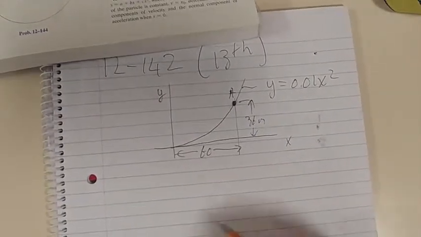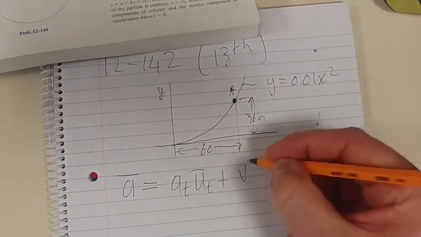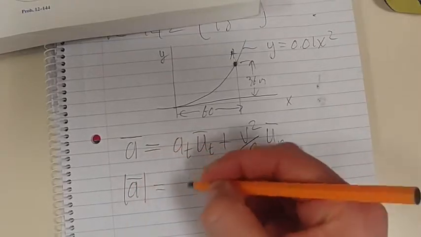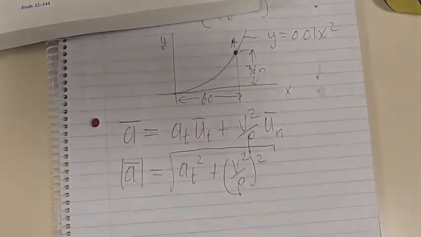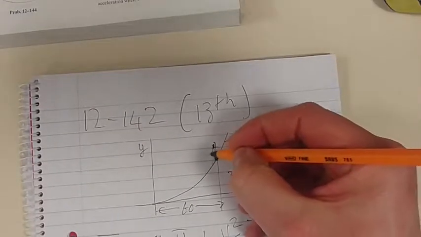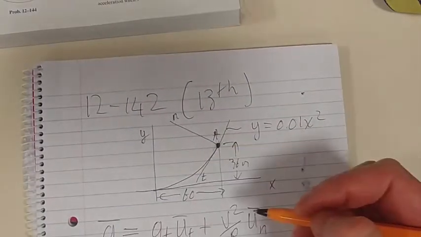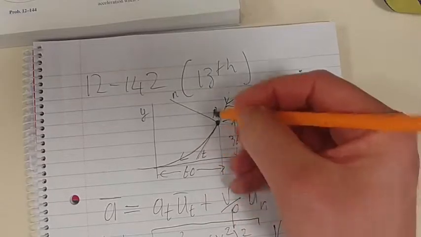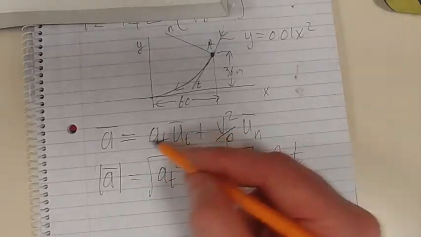Where are we going? Acceleration is AT UT plus V squared over rho UN. We want this so that we can calculate the magnitude, which is the square root of AT squared plus V squared over rho, all squared. That's where we're going, if we're using normal and tangential components. There's our positive tangential and our positive normal, because the sled is going down. So we want these components.